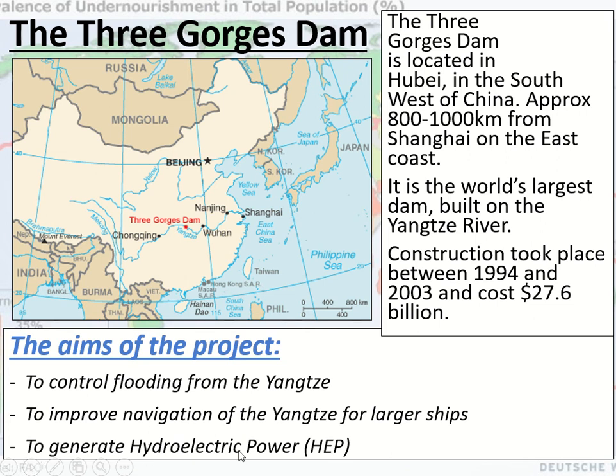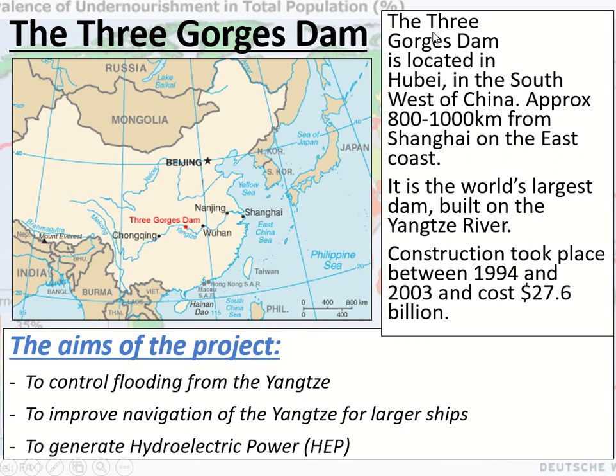And to generate hydroelectric power, or HEP, which is a green, very cheap, once it's established anyway, energy resource which reduces China's reliance on coal. So those were the three main aims of the project: control flooding, improve navigation, and generate hydroelectric power.